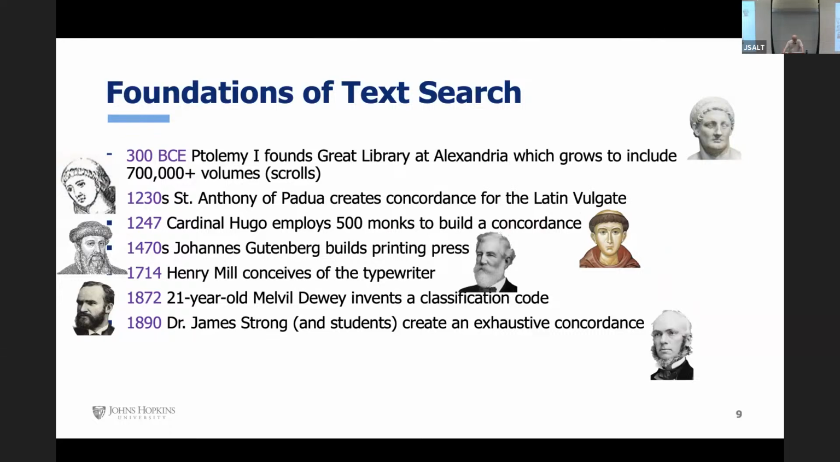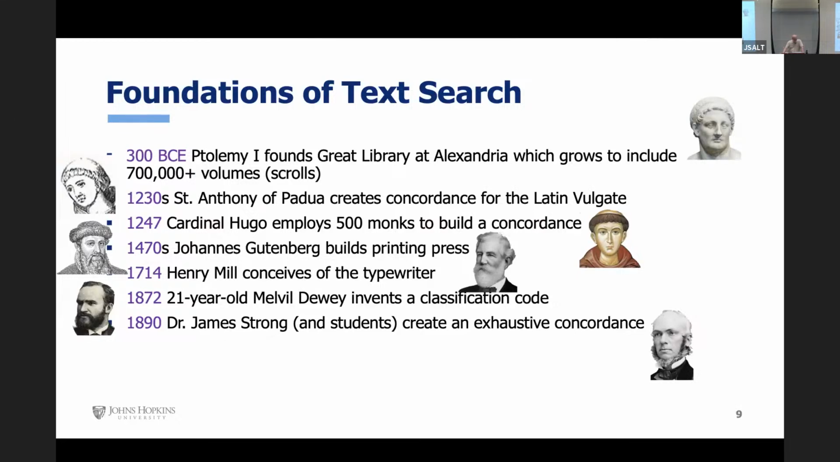In 1872, 21-year-old Melville Dewey invented a classification system. Anyone know the name of that system? Just curious. Yeah, the Dewey Decimal System, which is the way that books used to be stored in the library. So when I was a kid, there was no Library of Congress naming scheme for books. You used the Dewey Decimal System, and it worked okay. Library of Congress is better, but it was the way all the physical book libraries were set up for a long time.